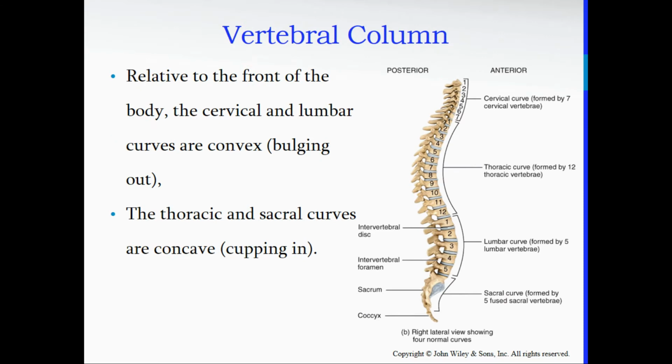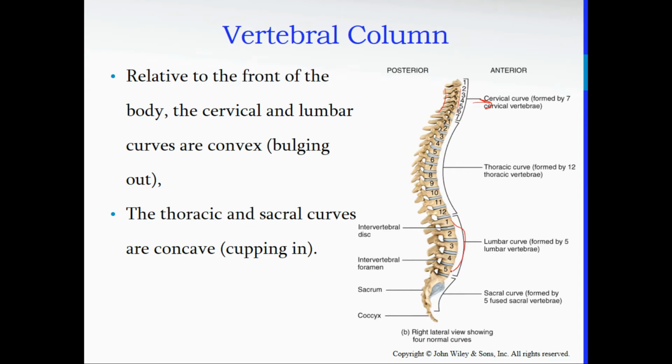Relative to the front of the body, the cervical and lumbar curves are convex, which means bulging outward. Outward meaning towards, they curve out towards the front. The thoracic and sacral curves are concave, cupping in. All right, so depending on which way we're talking about the curve, are we talking about this side or this side?